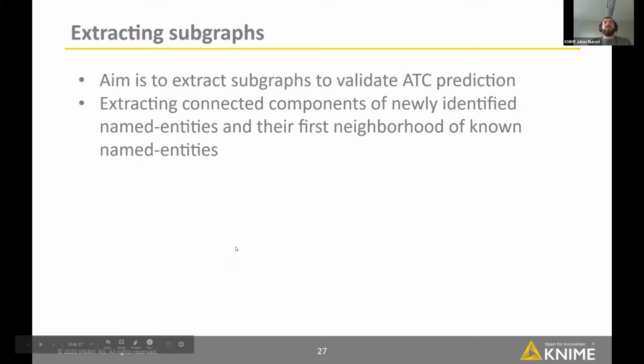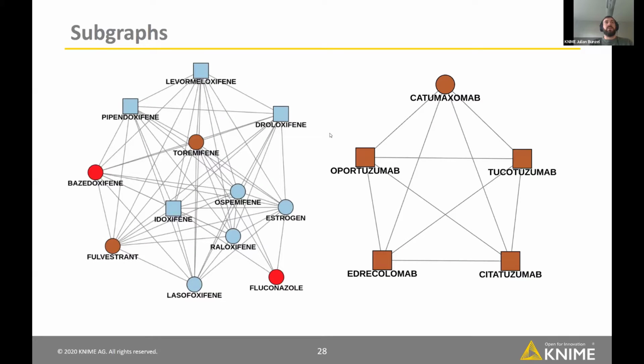Now we want to validate our ATC prediction. To do so, we want to extract some subgraphs of our network because right now the network is quite big and we can't really see how the prediction worked out. And to do so, we just extract connected components of newly identified named entities and their first neighborhood of named entities. So I have a small example for this.